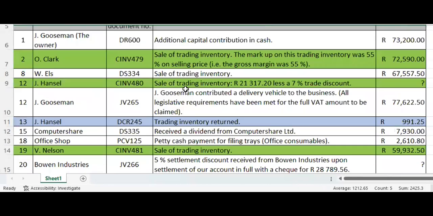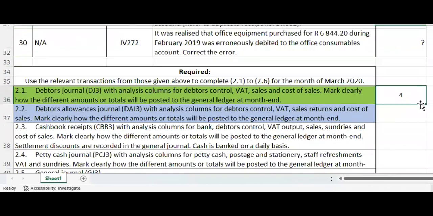So it seems as if we are only going to have 3 entries in our debtors allowance journal. They will give you 20 lines. It doesn't matter. You are only going to have the 3 entries then. Then, of course, you are going to total it, so you will use a bit more than the 3 lines.